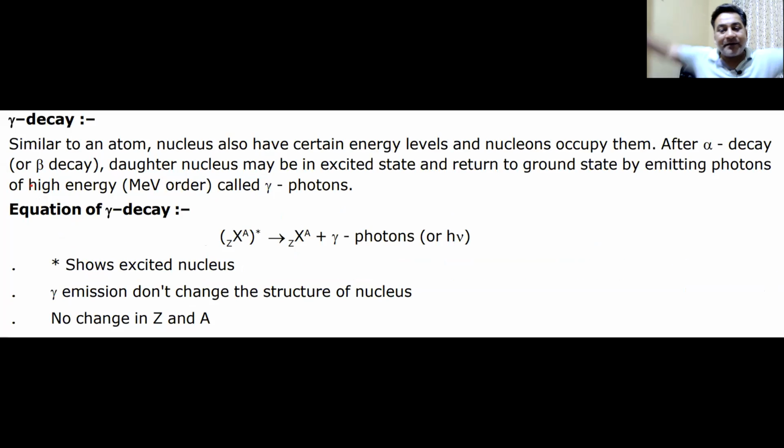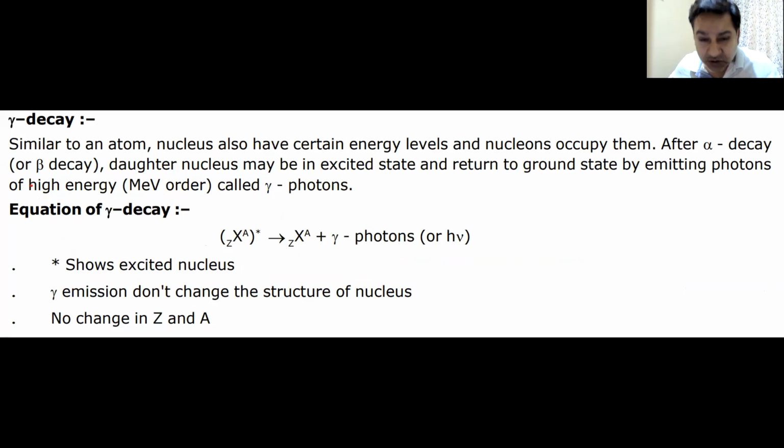And here comes my gamma, gentlemen. Now what happens in this gamma decay? This is a sort of intermediate decay. Now what is this intermediate decay? If I try to make you understand: this is the parent nucleus, this is the daughter nucleus. The parent nucleus will undergo alpha decay or beta decay, and that will give rise to a daughter nucleus.